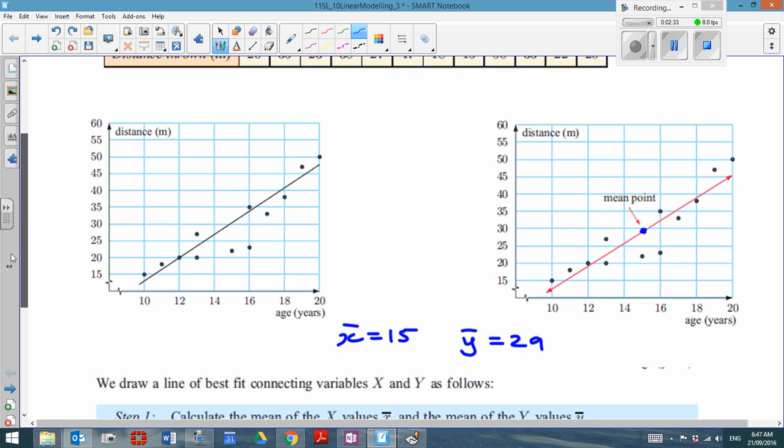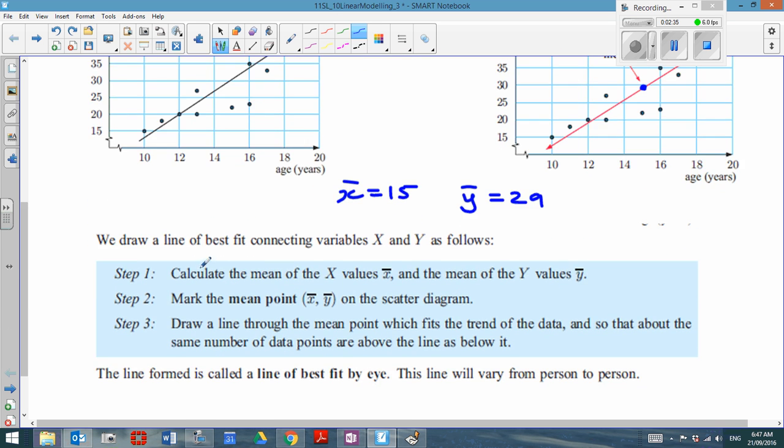So going back over those steps, anytime that you have a set of data with an X and a Y variable, we want to calculate the mean for the X values and the mean for the Y values. Plot your mean point on your scatter diagram, and then draw the line that fits the trend of your data the best that you can. All right, everybody's again will look a little bit different.